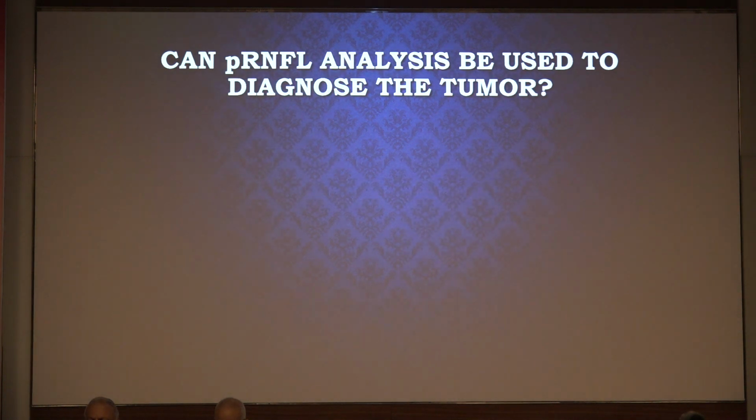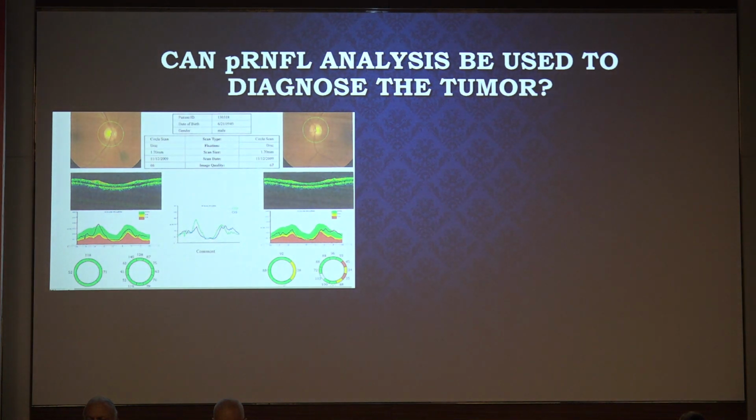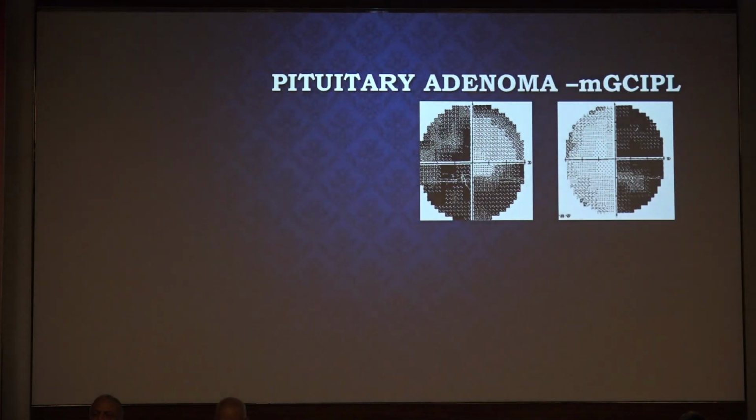Now, can we use RNFL thickness to diagnose a patient with a sellar mass? Let's see. This patient has a sellar mass, and I'm seeing that in the right eye, the RNFL thickness is normal. In the left eye, there is a few clock hours of thinning. But look at the visual fields. It's giving me much more information. I'd rather use visual fields to diagnose, okay? That's what the papers say.